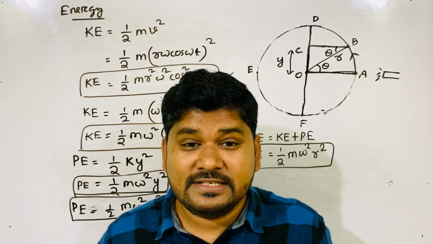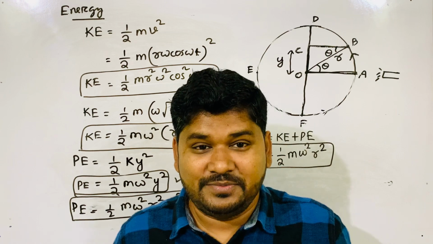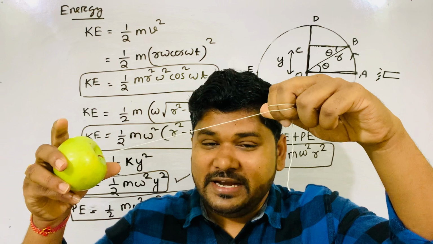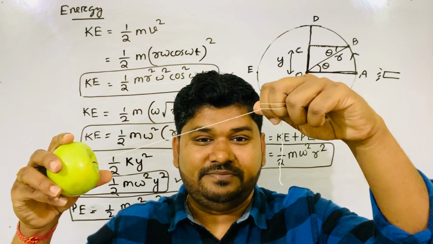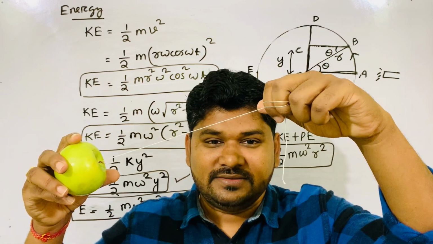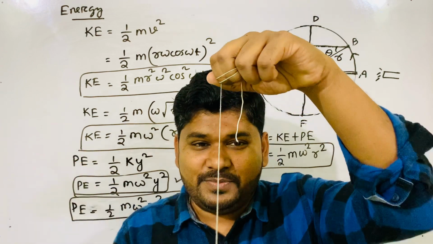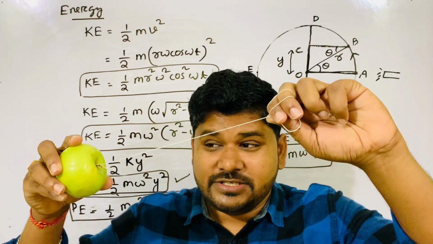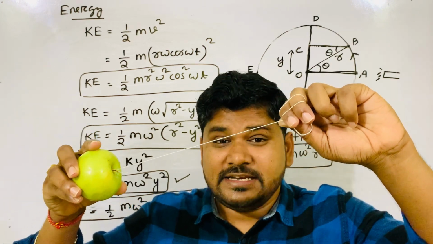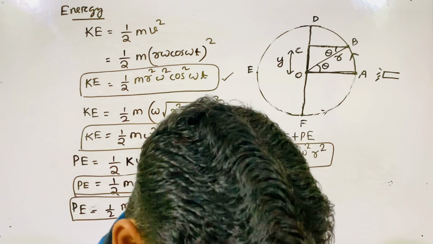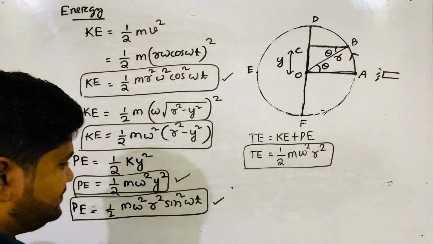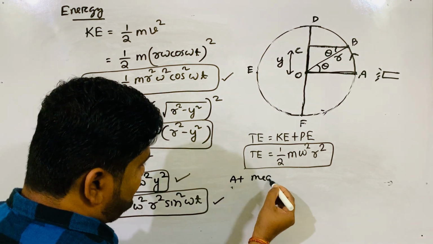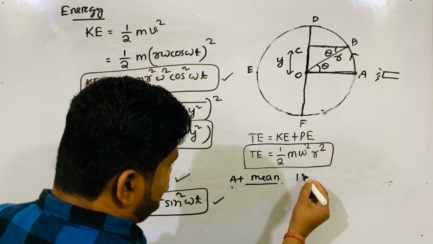But what happens to potential energy? It's just the reverse. Here kinetic energy is zero, but potential energy is maximum, because of maximum displacement. Here potential energy is zero, and here it is maximum. That means at the extreme position kinetic energy is zero, but potential energy is maximum. You can also see this mathematically. See here, at the mean position, what happens to kinetic energy?